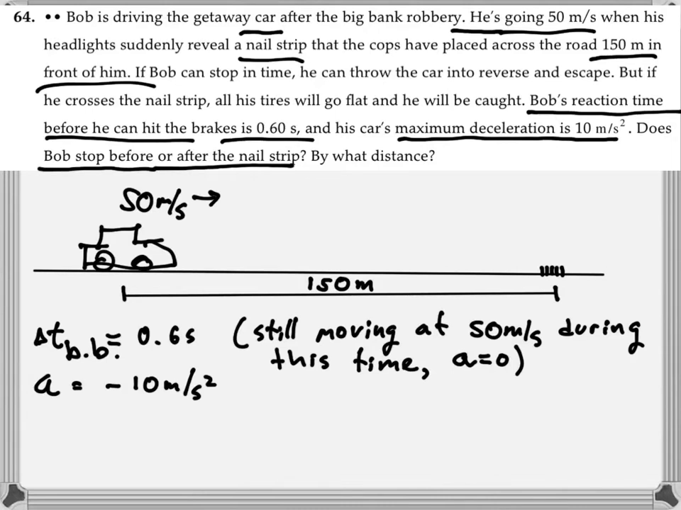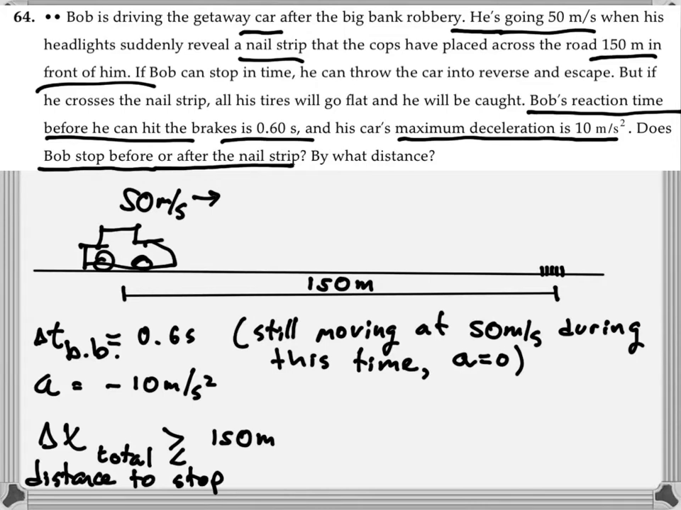And the last part is the one that tells us what we're looking for. What is the question here? Does Bob stop before or after the nail strip? This question is referring to Bob's final position. Bob's final position is going to tell us whether he stops before the nail strip or after. So we're looking to calculate a delta x, the total distance traveled by Bob's car until Bob stops. That's the quantity we focus on calculating.